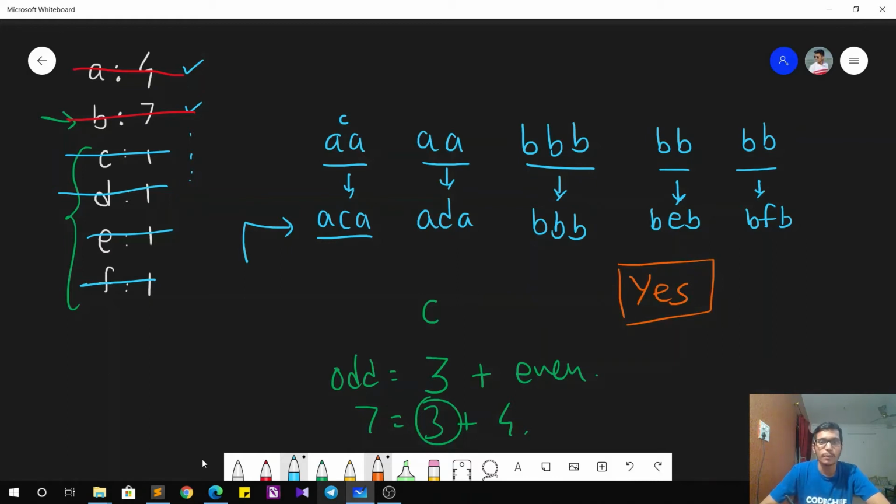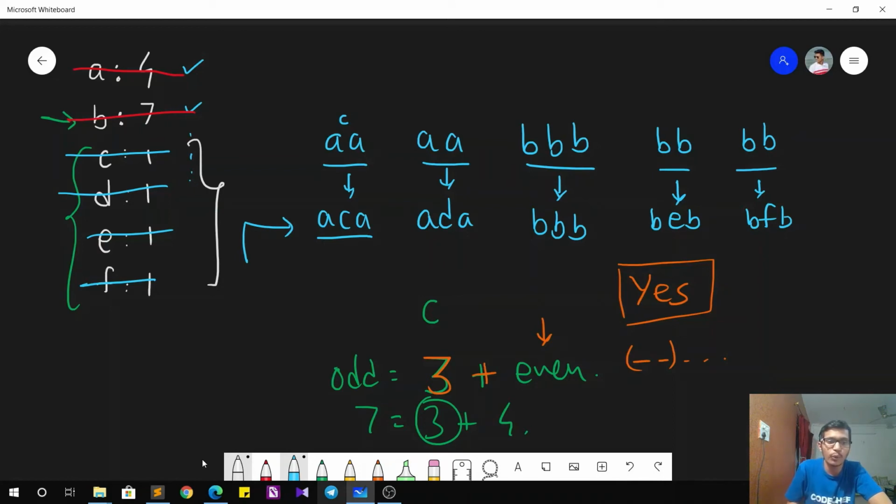So what was our approach? Our approach was to take the even count characters and place them in pairs, okay? To take the odd count characters, except for those having count 1, and again place them in the form of 3 plus some even count, right? And then at the end we check how many total characters we have that have count equal to 1.